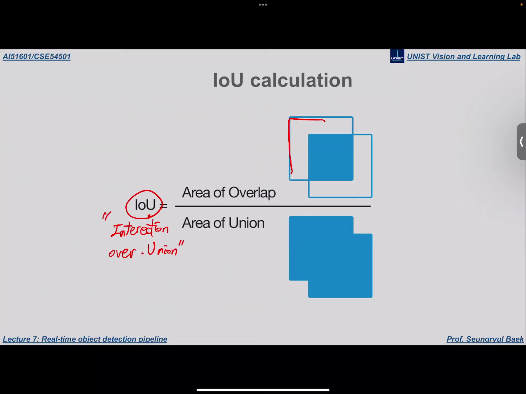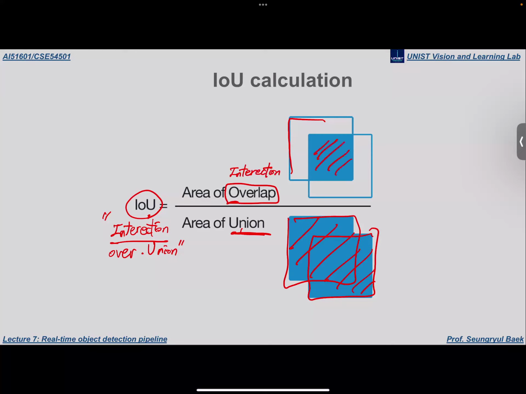So this is the union, the union area of these two bounding boxes, and this is the overlapped region's area, the intersect area for the intersection. This area is the intersected region between these two bounding boxes, so it is called the intersection. If we calculate the intersection over union ratio, that is called IOU. This ratio says how much these two bounding boxes are intersected.